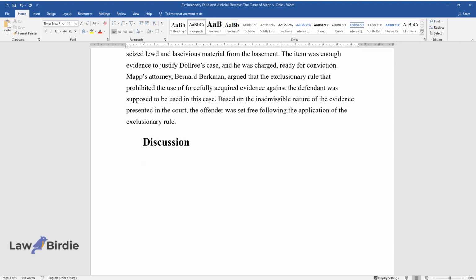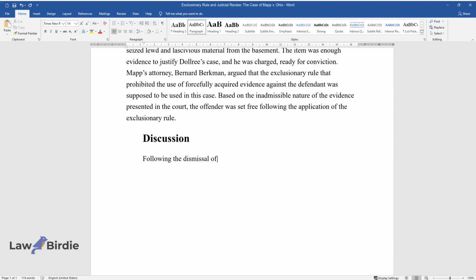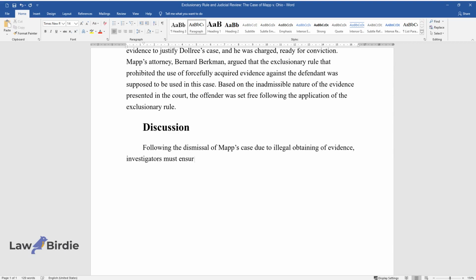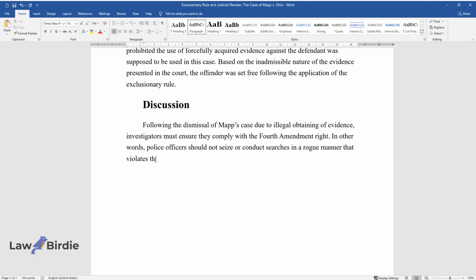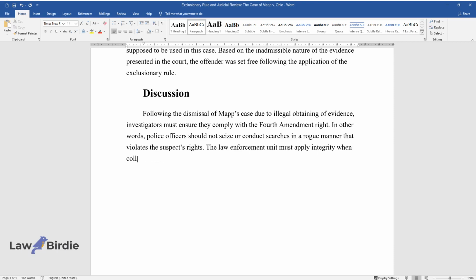Discussion. Following the dismissal of Mapp's case due to illegal obtaining of evidence, investigators must ensure they comply with the Fourth Amendment right. In other words, police officers should not seize or conduct searches in a rogue manner that violates the suspect's rights.